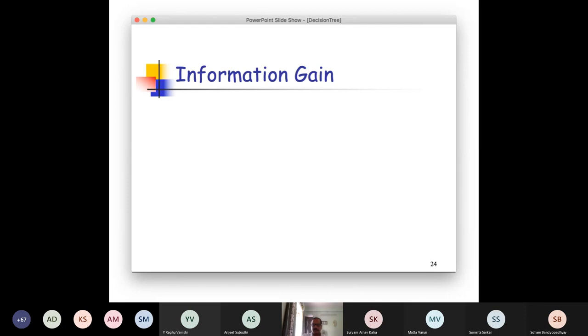So the attribute for which this information gain is the maximum, because every attribute will induce different partitions, right? And you will have different information gains for that. So the attribute for which this information gain is maximum, we select that attribute and we form a node in the decision tree at that point, based on the corresponding criteria, putting the conditions on that attribute's values. So this is the entropy based measure.